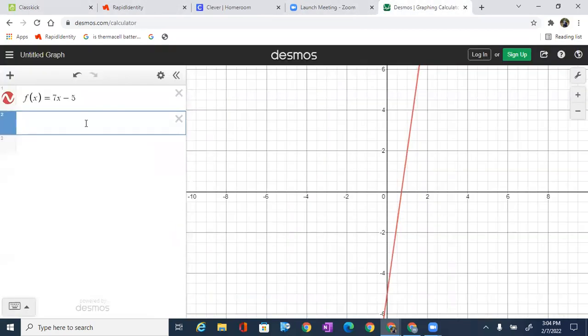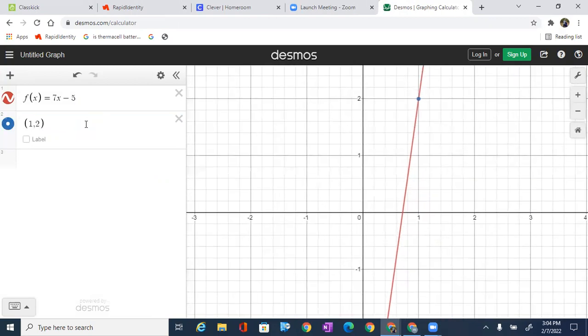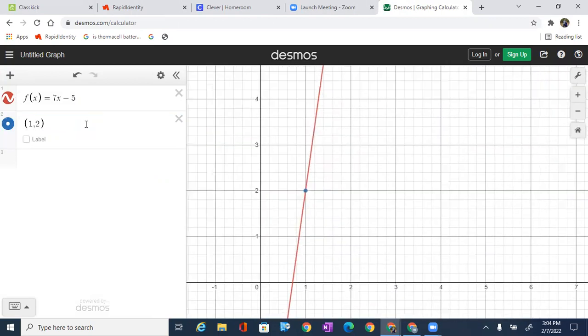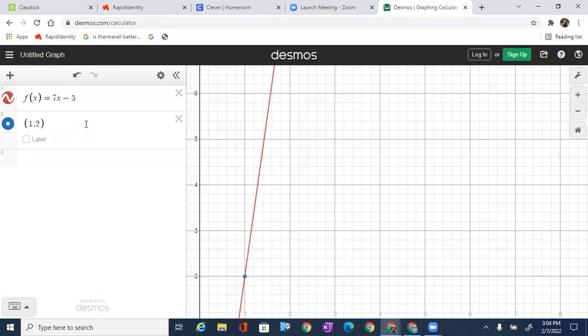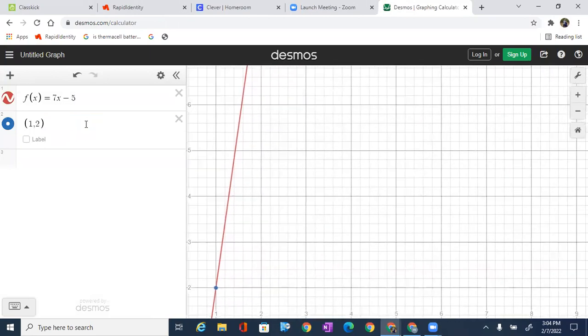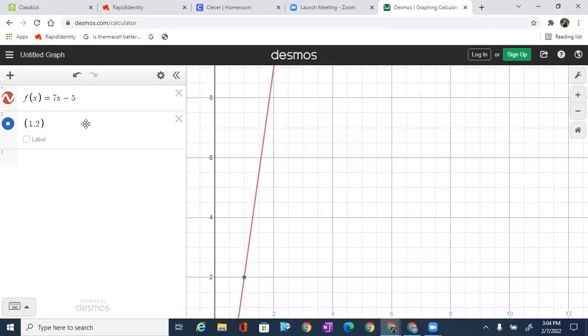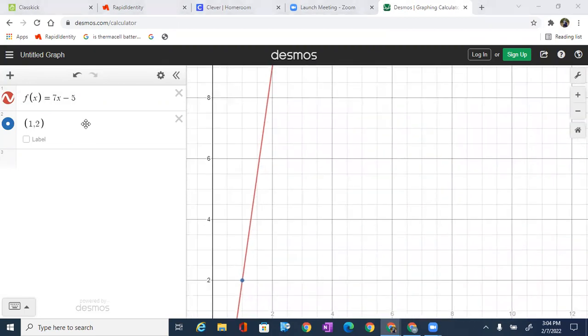So I'm going to go to Desmos. I'm going to type parentheses 1, comma 2. If we've done this, we can kind of check, hey, our point is on the line. Okay, so that tells us that we're doing pretty good. And of course, we can go even further than that if we want to check our line. We can do a slope of rise over run. If we really want to, we can do rise over run and check it that way as well.